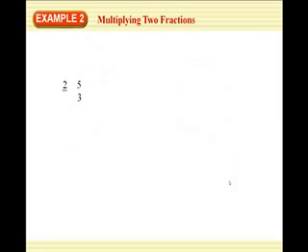So example number 2, multiplying two fractions, is just top times top, bottom times bottom, and that would be 10, and that would be 15. Now on this one, you'll notice that we can reduce, because 5 can go into 10 and 15. So 5 goes into 10 twice, 5 goes into 15 3 times. So the answer to example 2 would be 2/3.